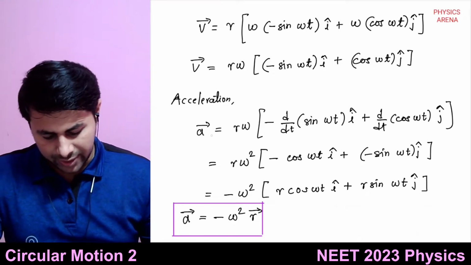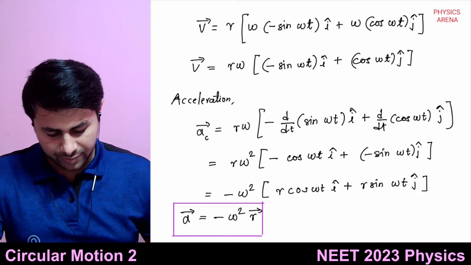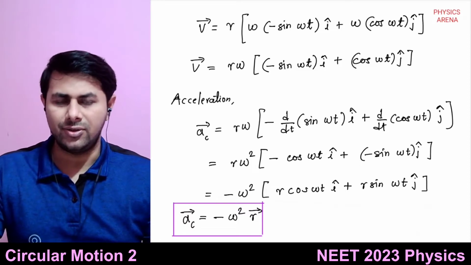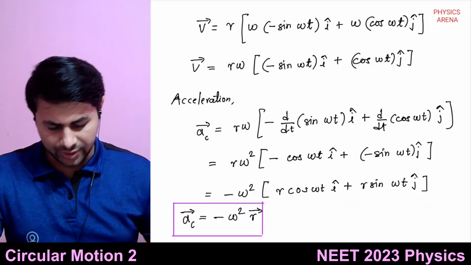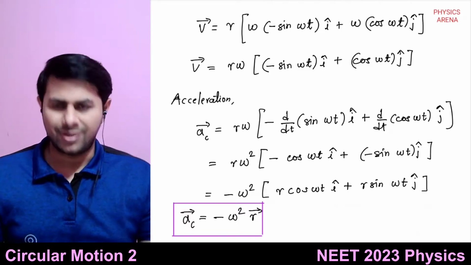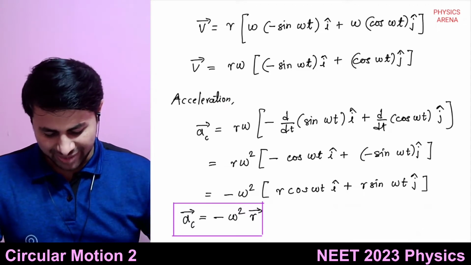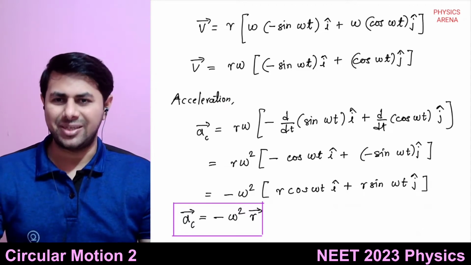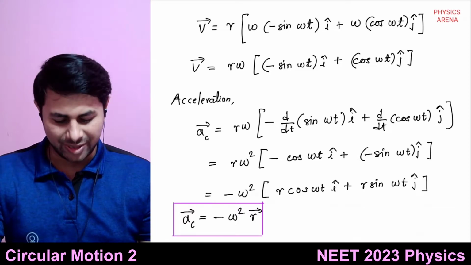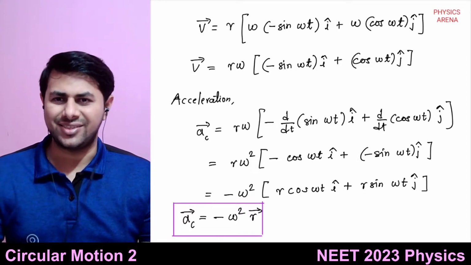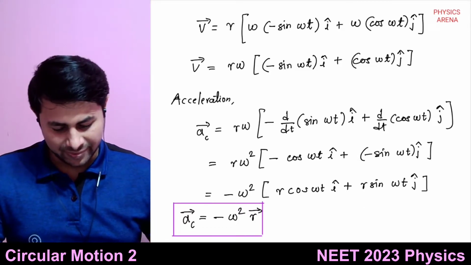Okay, this is only centripetal acceleration. So I will put suffix c over here. Okay, so this is a real quick method of deriving centripetal acceleration, the calculus method. Only two derivatives, that's it. Okay, the job is done, right?